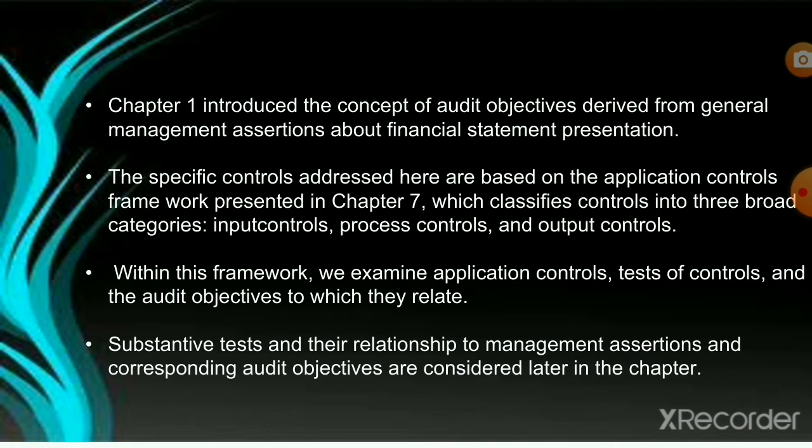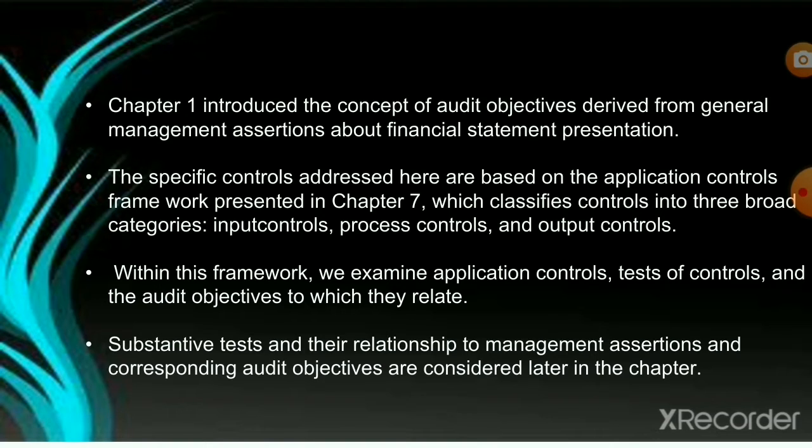So, Chapter 1 introduced the concept of audit objectives derived from general management assertions about financial statement presentation. And if you still remember, yung management assertion is yung existence or occurrence, completeness, accuracy, mga ganun. So, the specific controls addressed here are based on the application controls framework presented in Chapter 7, which classifies controls into three broad categories, yung input, process, and output controls. And it has already been discussed sa mga nakaraang chapters.